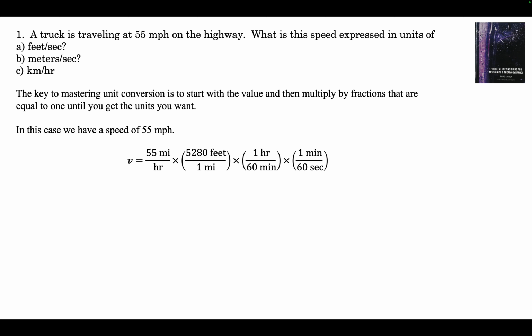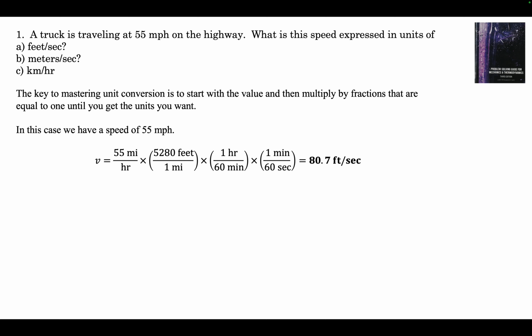So now I have 55 miles an hour, and I'm multiplying it by 1 three times. The speed's not going to change. So the hours cancel out, the miles cancel out, the minutes cancel out, and I get feet per second. So the number is 80.7 feet per second. That's part A. Part B is meters per second.